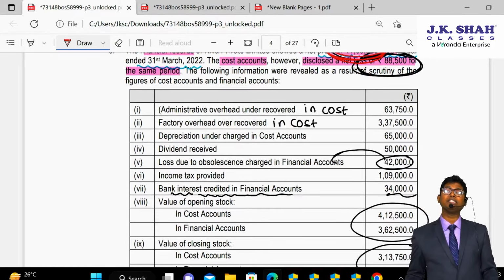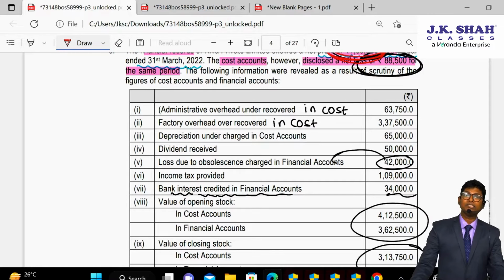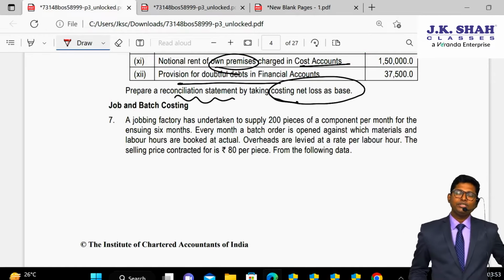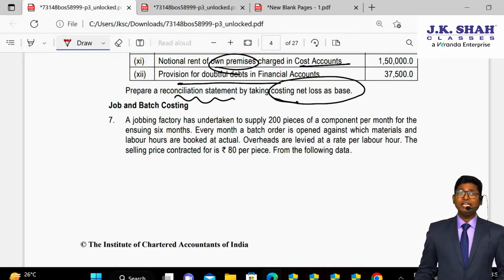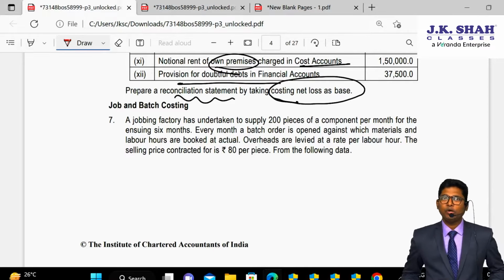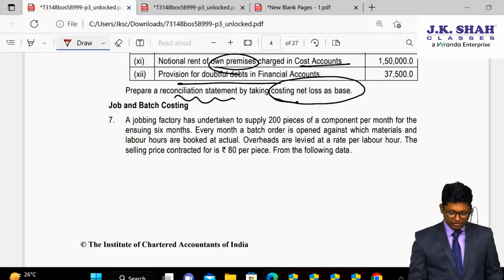Hope guys your concepts are getting cleared, your concepts are revising also. Let's start with question number 7. The chapter which is covered is a very easy chapter and a continuation of the cost sheet. The chapter's name is job and batch costing. Again, the question is covered in the JKSC textbook.